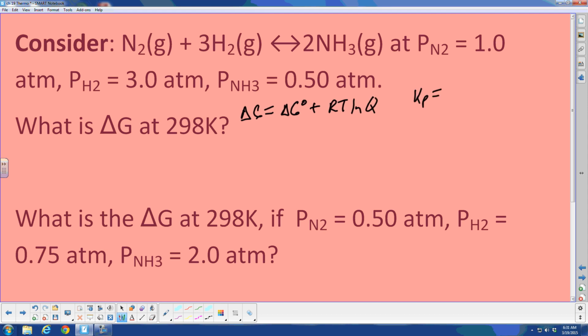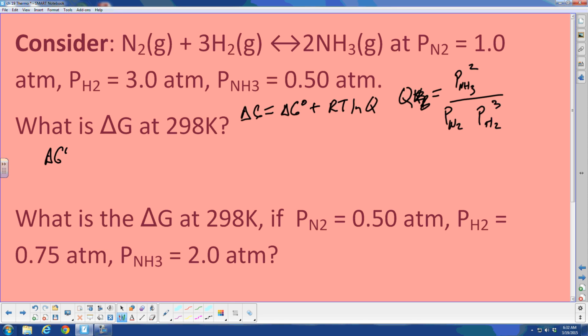My Kp would be the pressure of my ammonia squared over the pressure of my nitrogen times the pressure of my hydrogen cubed. So what's my Q? Well, it's the same thing, except it's just not at equilibrium conditions. So that would be my Q. What's my delta G prime?